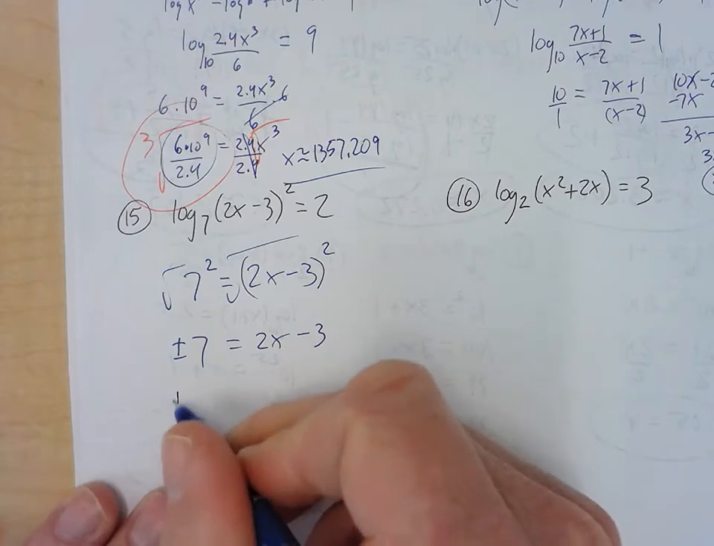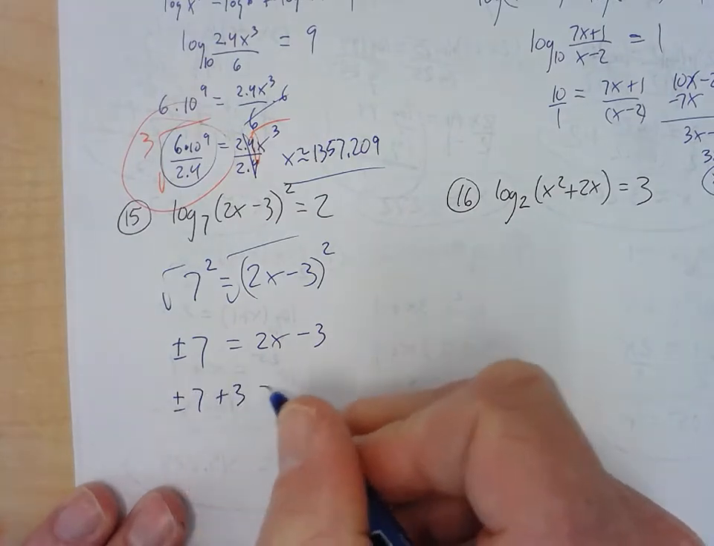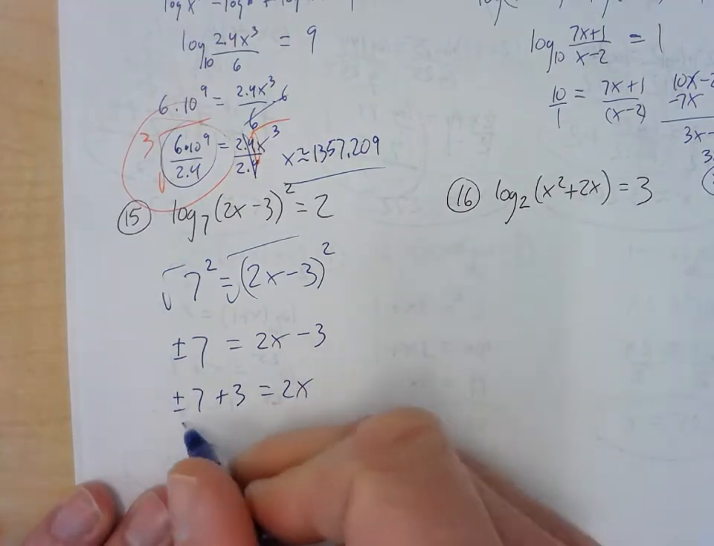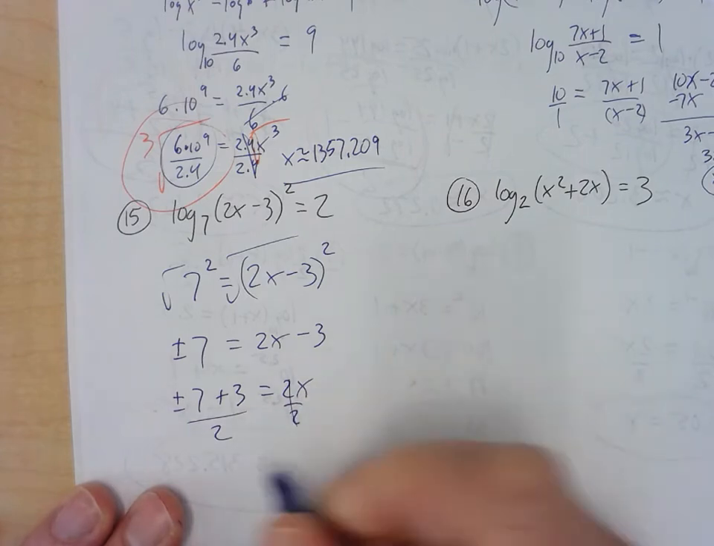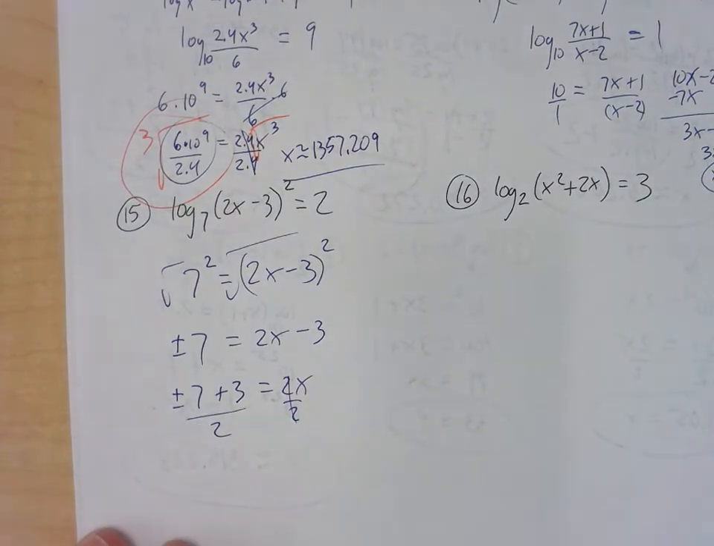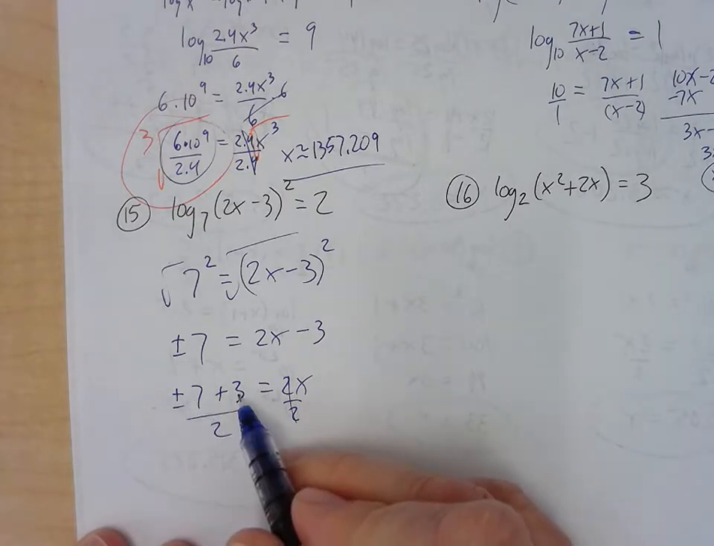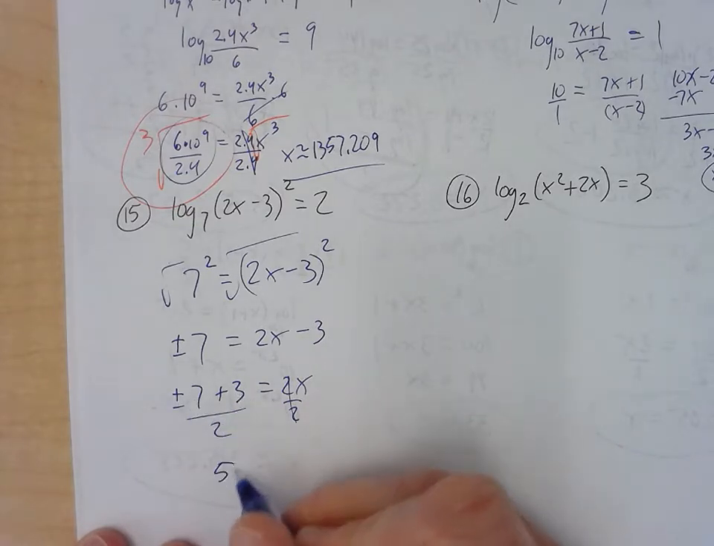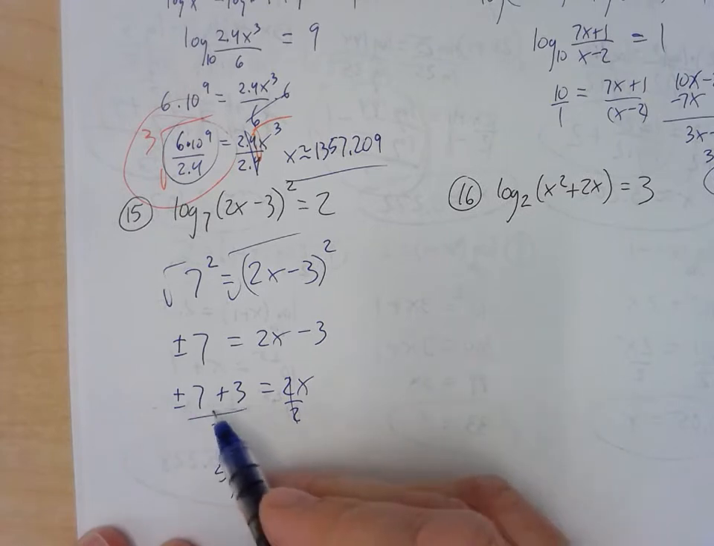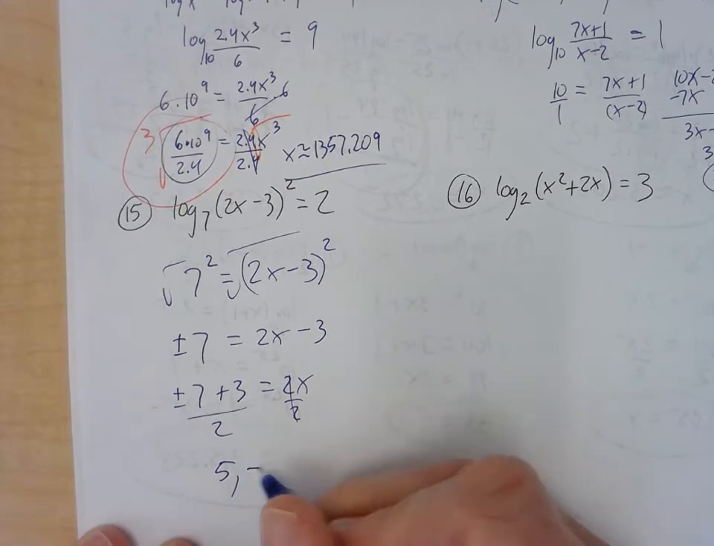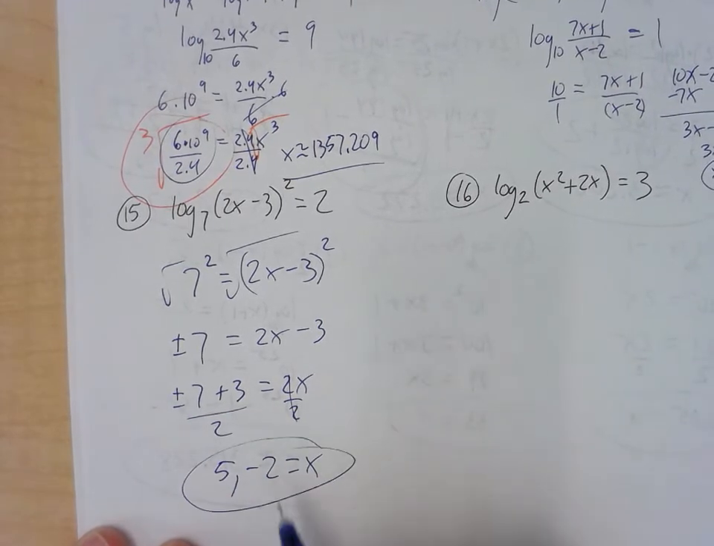Add the 3 over, plus or minus 7 plus 3 is equal to 2x. Divide by the 2 to get x by itself. So it's plus or minus 7 plus 3 over 2. 7 plus 3 is 10, divided by 2 is 5. Negative 7 plus 3 is negative 4, divided by 2 is negative 2. So there are two answers, 5 and negative 2.